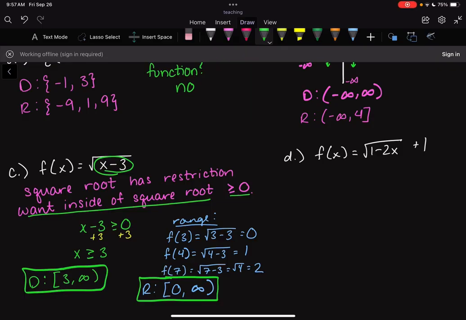And I'll do a very similar idea for part D. So for part D, again, I'm seeing a square root. So the restriction for square roots is we want the inside of the root to always be greater than or equal to 0. So 1 minus 2x greater than or equal to 0. And this is finding my domain. Let me write that for us. So we're finding domain right now.